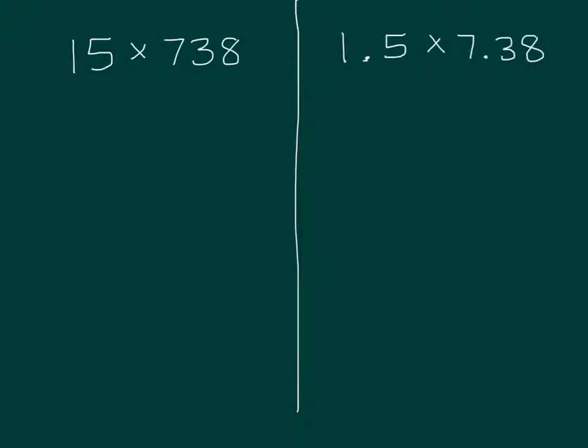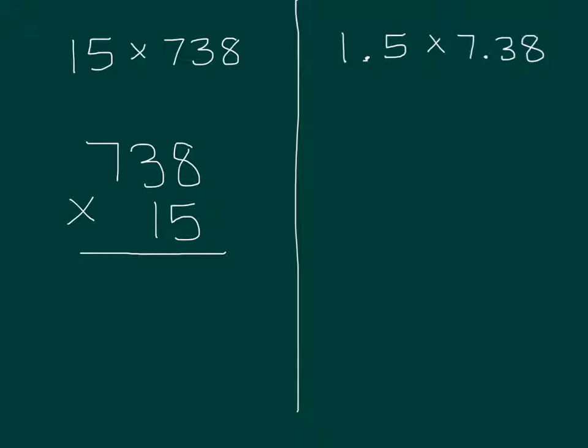We're going to take a look at multiplying decimals. But before we do that, let's remember how we multiply whole numbers. So on the left side here, we have 15 times 738. If we were going to set this up using the standard algorithm, how we've been multiplying, we would put the 738 on top, and then we would multiply by 15 just like this.